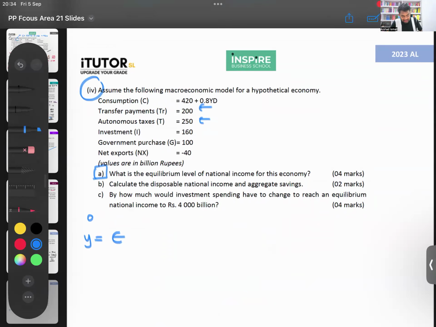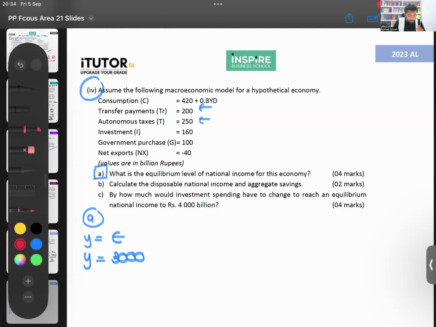Y equals Z. Okay, I'm leaving it up to you because we have done these enough, so I don't have to show you one by one how to do it. Be careful with the tax and transfer when you convert YD to Y. That's what you have to be a little careful with. So you get 3,000.